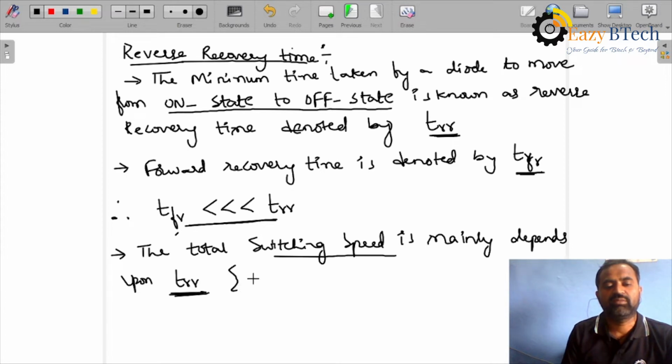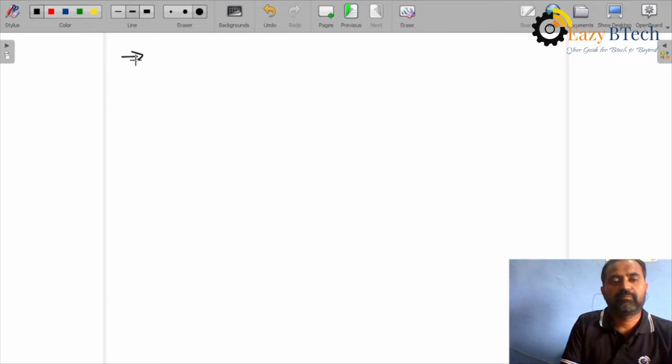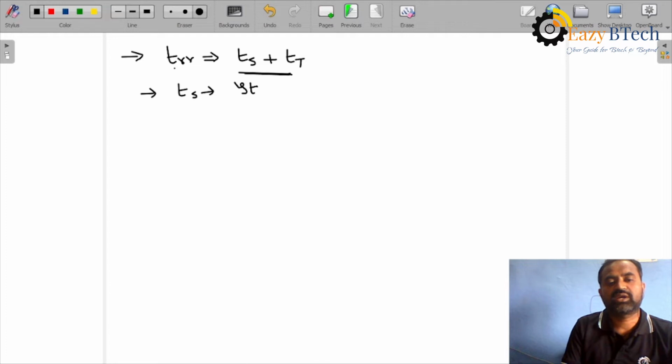Is it clear? Moving from on state to off state, making a diode off from on, this time is TRR. Is it clear? That is why the total speed, on to off, off to on, the switching speed mainly depends upon reverse recovery time, or to move from on to off it takes a larger time. Okay. Therefore, TRR is nothing but TS plus TT, where TS is the storage time and TT means transition time.